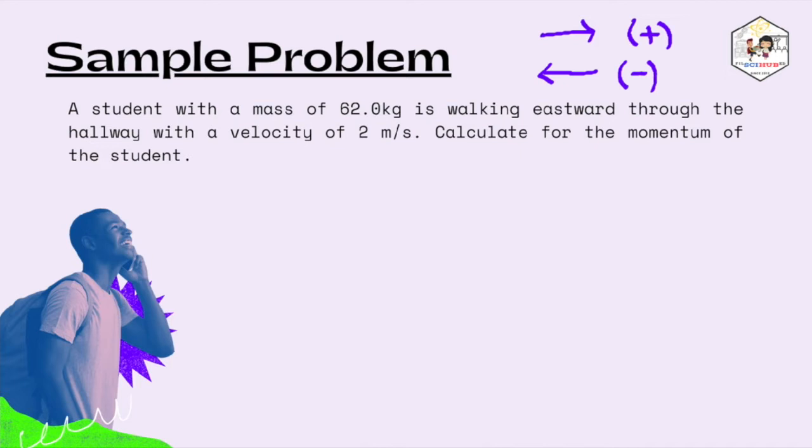So we will be using these two symbols to denote the direction of our object. For the first sample problem, let me read. A student with a mass of 62 kilograms is walking eastward through the hallway with a velocity of 2 meters per second. Calculate for the momentum of the student. For this problem, we'll be using the GRESA method, where we first list the given values. So we have mass, which is 62.0 kilograms, and velocity, positive, again, since it is moving eastward or to the right, positive 2 meters per second.